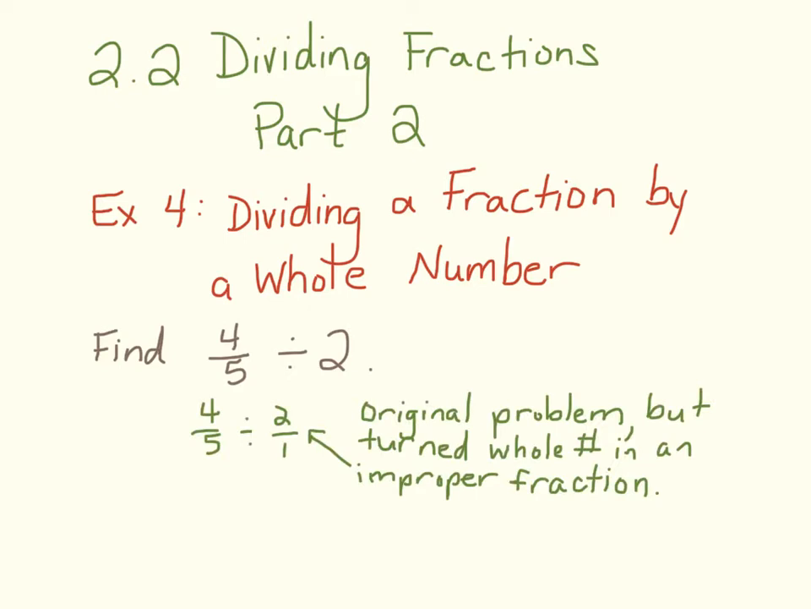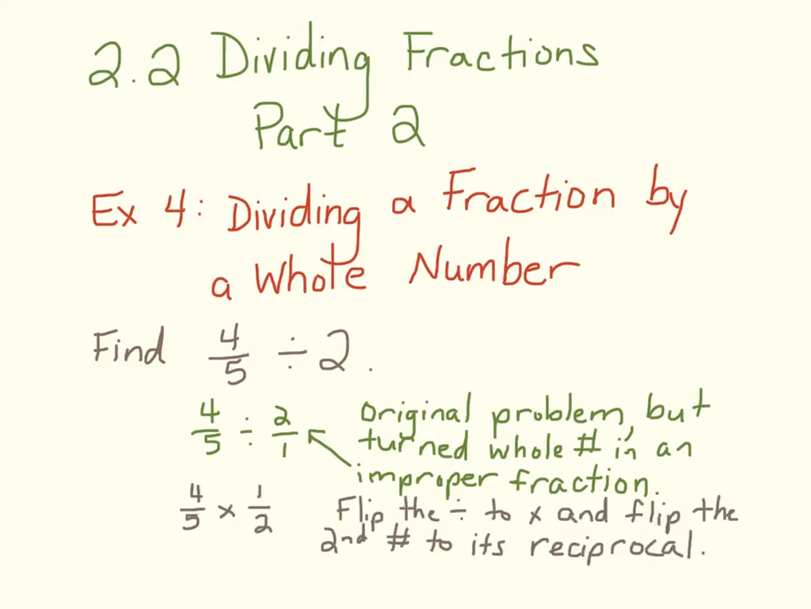So we're going to start with the original problem again, which is 4/5 divided by 2, but we're also going to use this opportunity to put that whole number into an improper fraction. And remember, we do that by sticking it over a 1. So this is exactly the same as there, but 2 over 1 is going to be easier to work with for our next step.